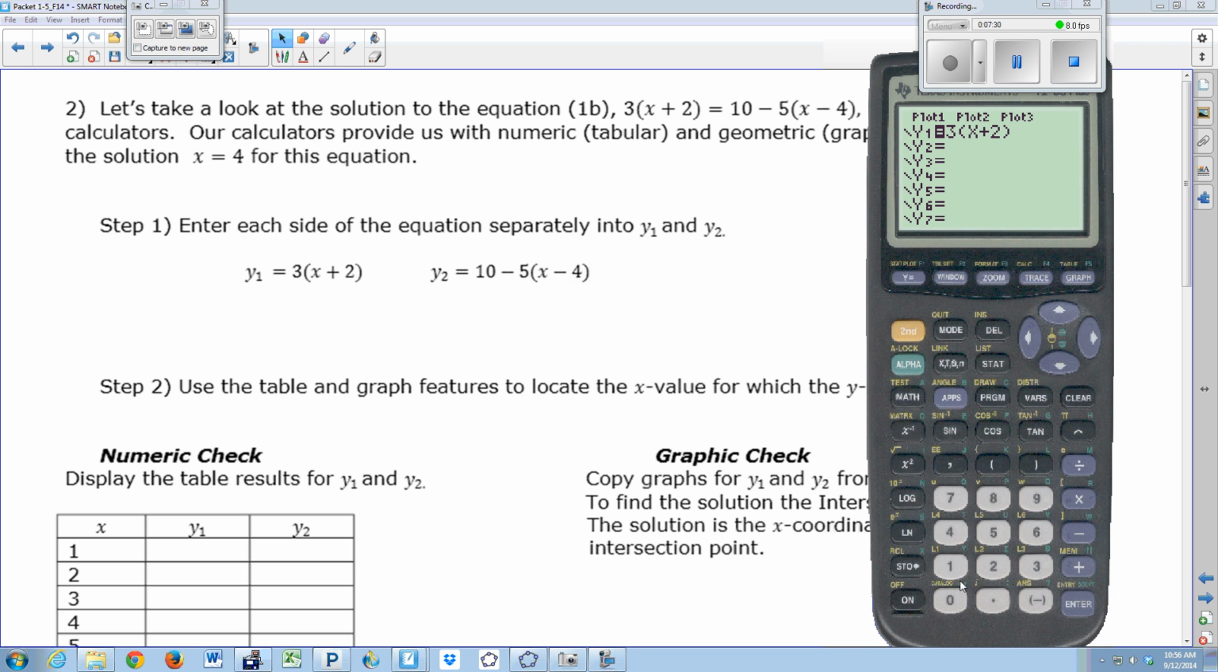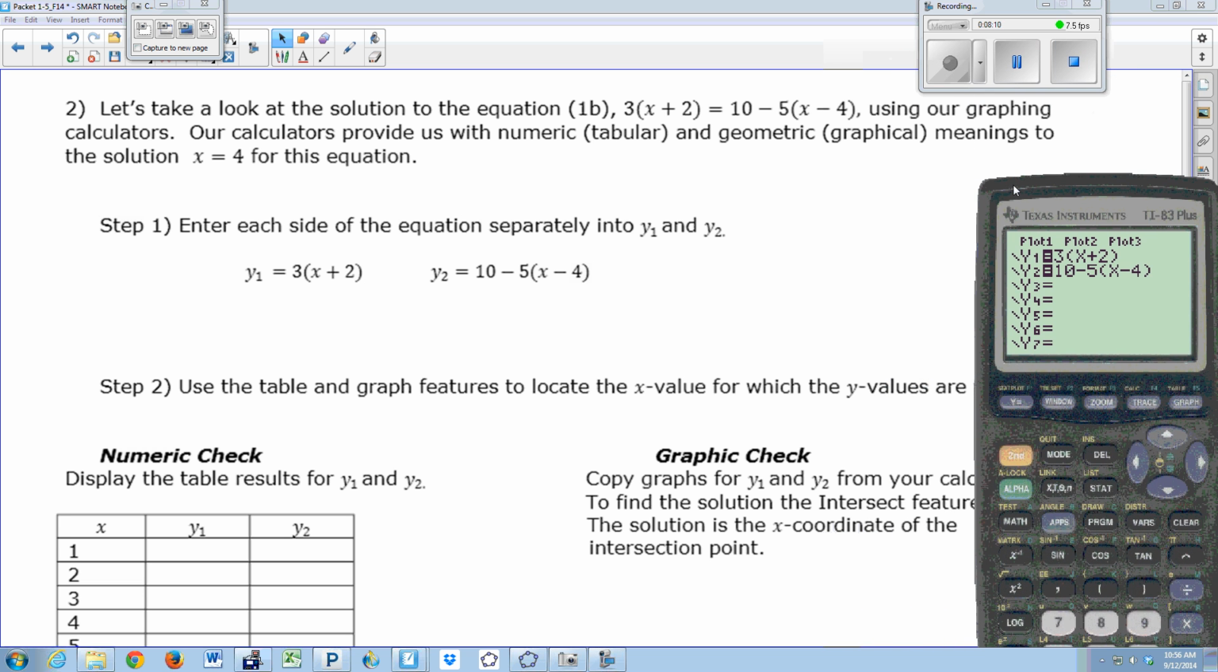The right side is 10 take away 5 times the quantity x minus 4. Oh, I put it in the same place. Ooh, so now I have to do it all over. All right, 3 times x plus 2, and go down to the next equation. 10 take away 5 times x minus 4. All right. So there's my equation. I've put it into y1 and y2.